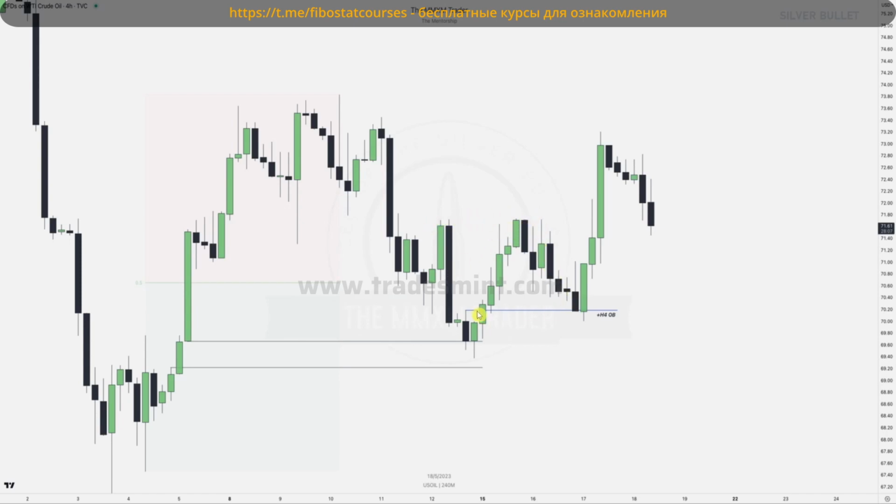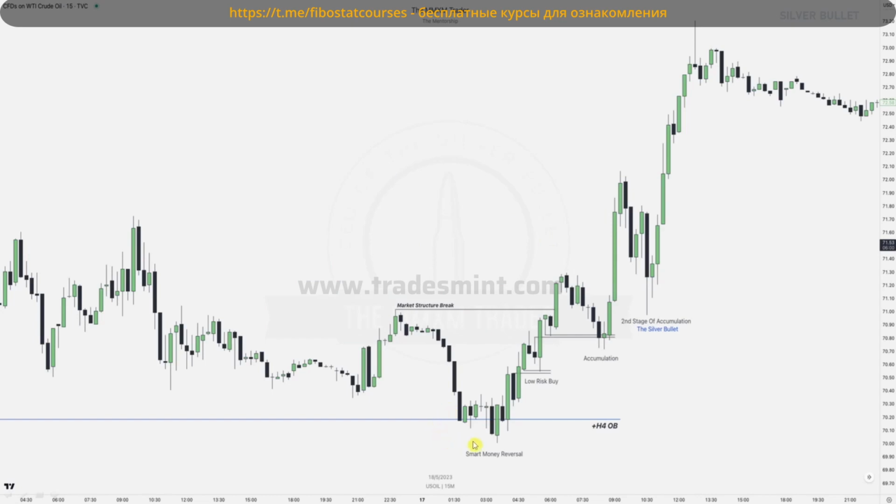Price retraces back into that 4-hour order block, and now we can use time frame alignment, right? 4-hour PD array into a 15-minute market maker buy model, and let's dive in a lower time frame to see what that looks like. So smart money reversal happens over here in that higher time frame POI, right? We've got that 4-hour order block. We've formed a market structure shift up here, low risk buy down here, and then the first stage of accumulation is happening in the next PD array, which is this fair value gap, continuing up, and then we're anticipating this to be the intermediate term low, right?